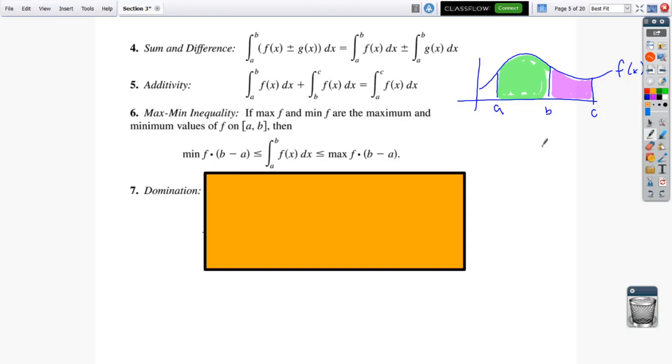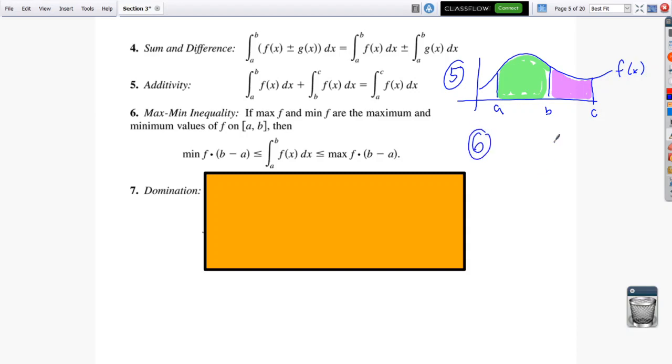Let's draw, this was explaining number 5, we're going to explain number 6 down here. If I have some sort of arbitrary function, let's just call it, looking like that, and I have from a to b, we are now talking about min f being the minimum of the function and max f being the maximum of the function on that closed interval. Keep in mind, since we're talking a closed interval, extreme value theorem applies.